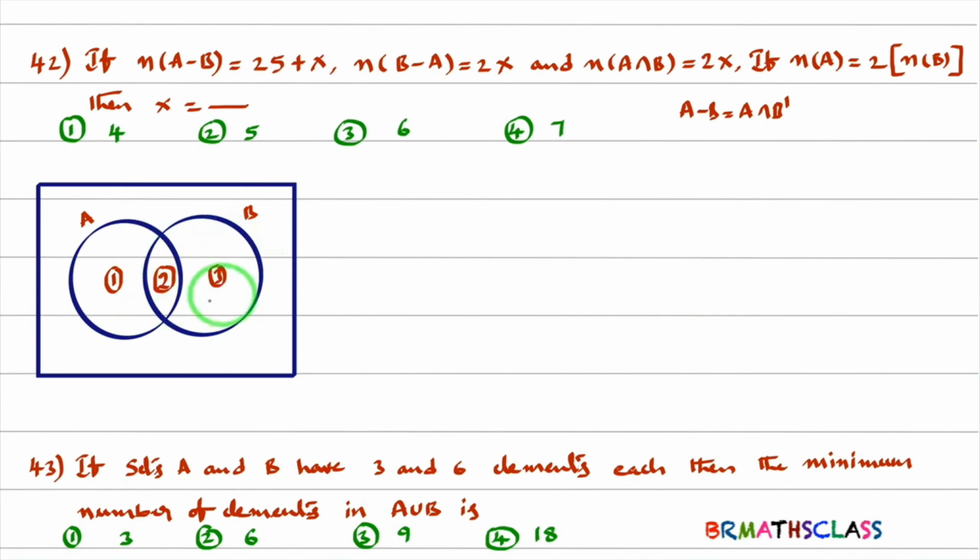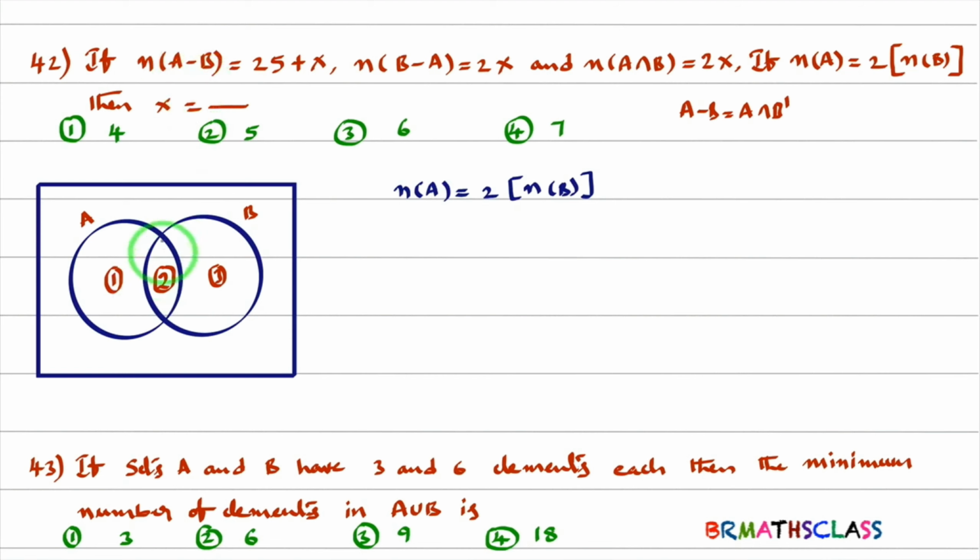Third part is B minus A. Is it clear or not? Yes. So here, what information have they given? They have given that N of A is 2 times N of B. This information they have given. How can we write N of A in terms of A minus B?